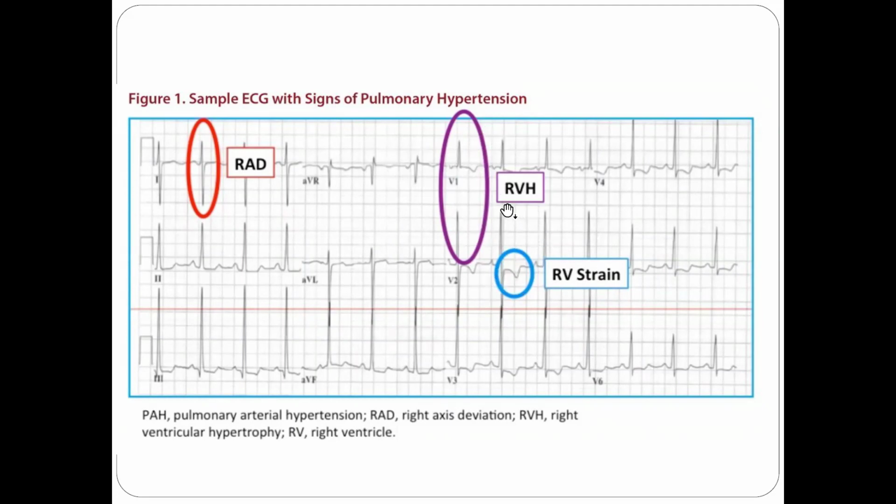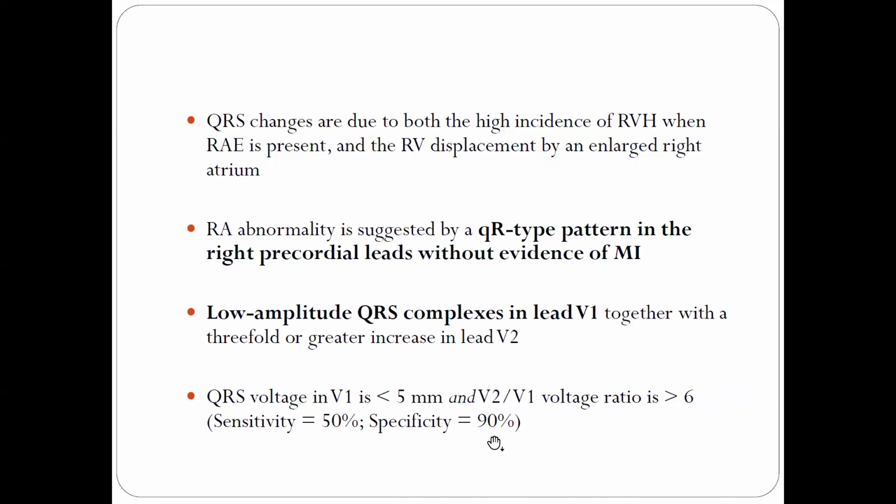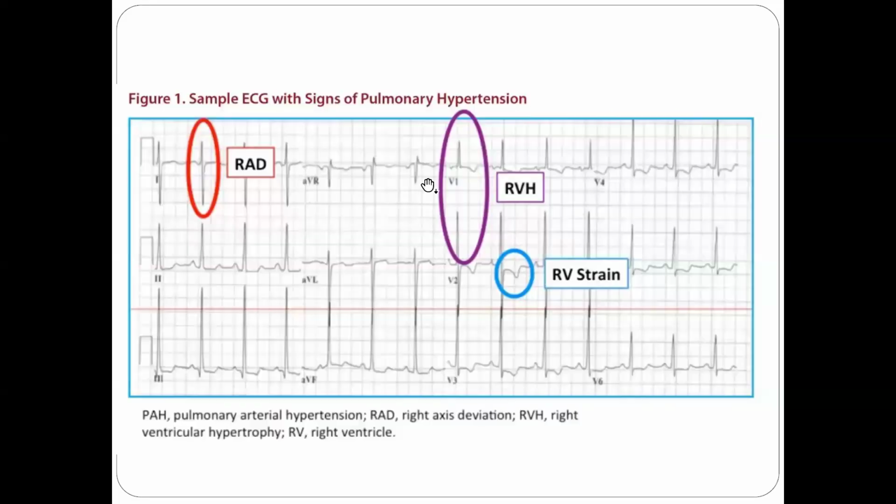You can see here in lead V2 the QRS amplitude is this high. This is the R wave and this is the S wave. So QRS is very much higher in lead V2 as compared to V1, and the ratio of V2 by V1 QRS voltage, if it is more than 6, has a sensitivity of 50% and specificity of 90% to diagnose right atrial enlargement as well as right ventricular hypertrophy.